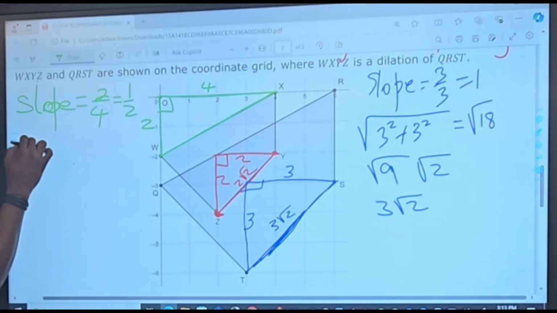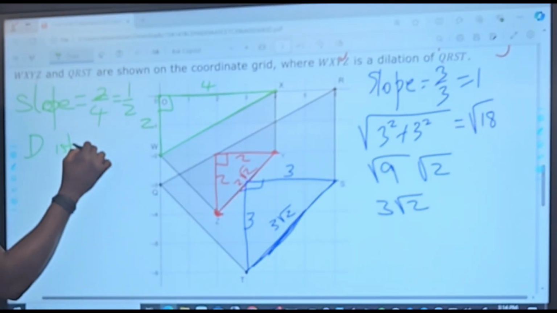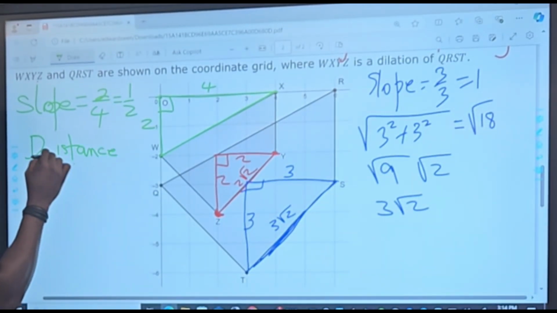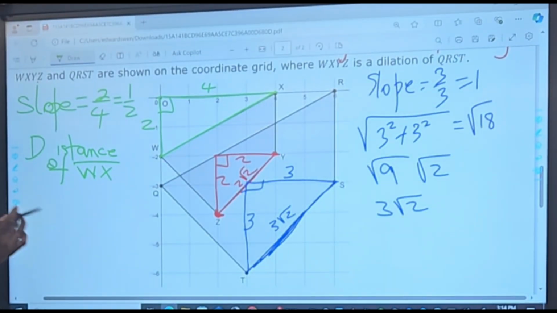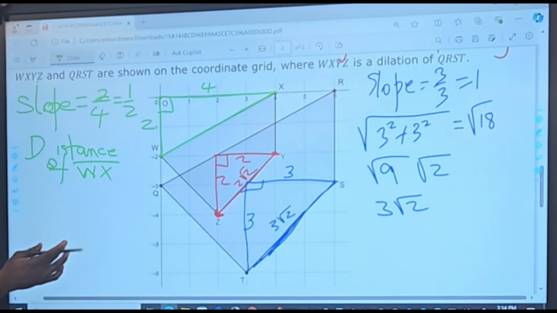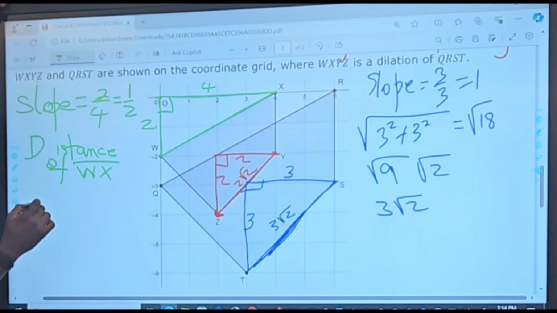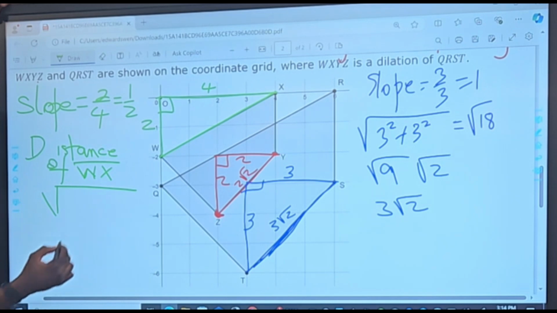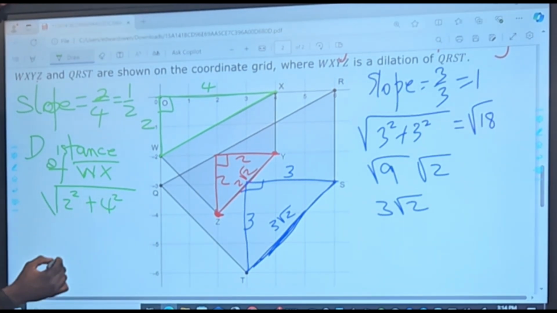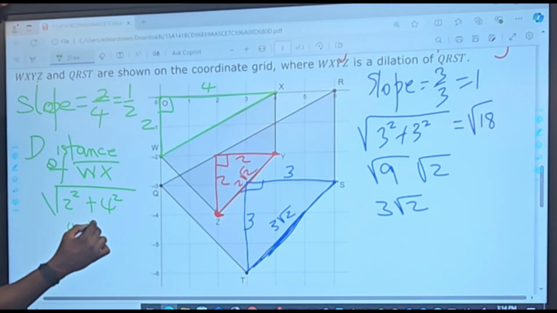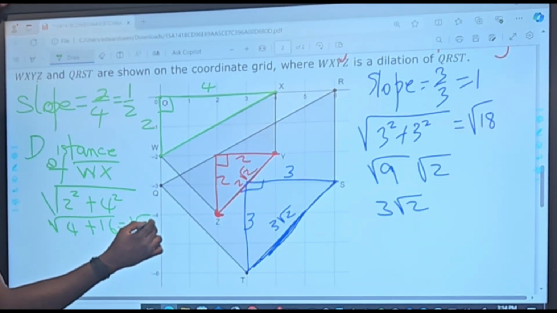In terms of the distance now, we're still going to use that distance formula. I have the rise and the run from my slope, so it's going to remain the same. Square root of 2 square plus 4 square. This is going to give me 4 plus 16. Finally, this is the square root of 20.